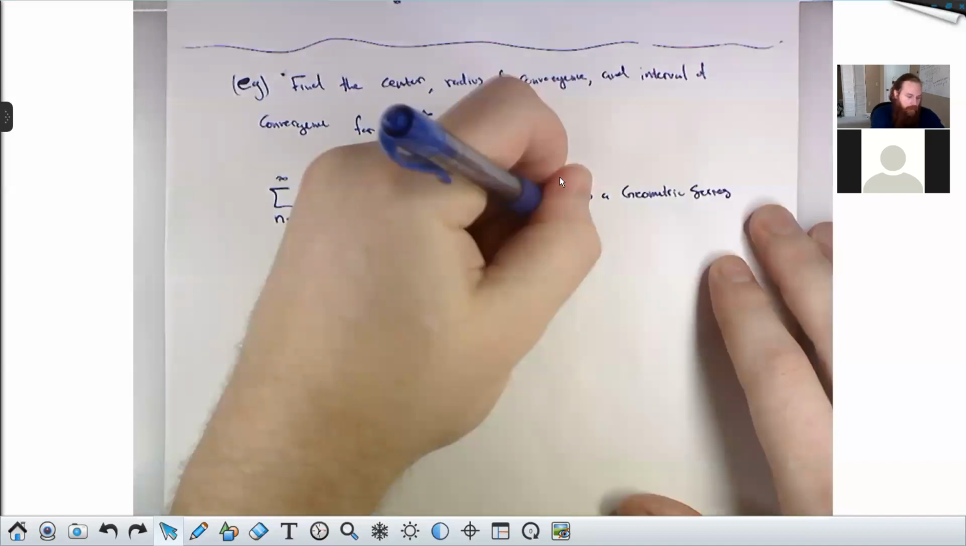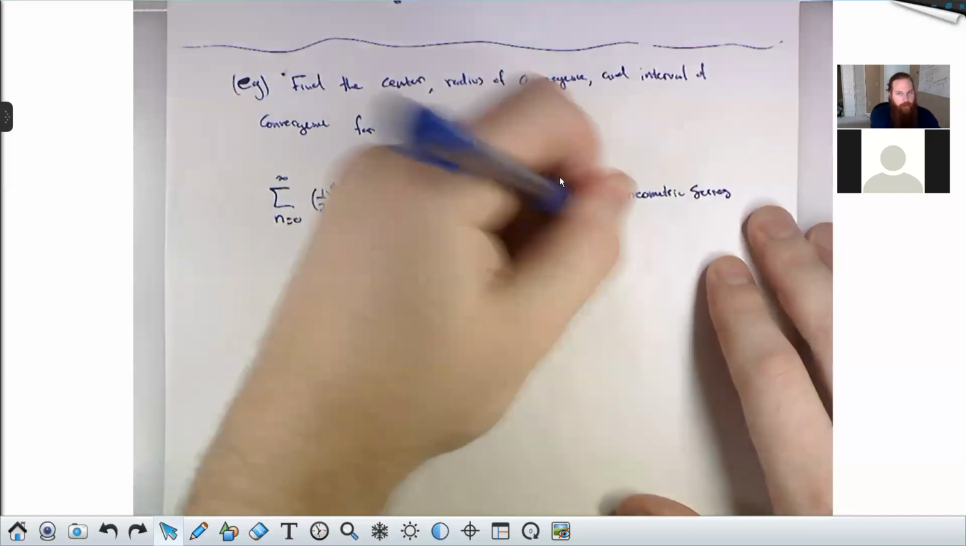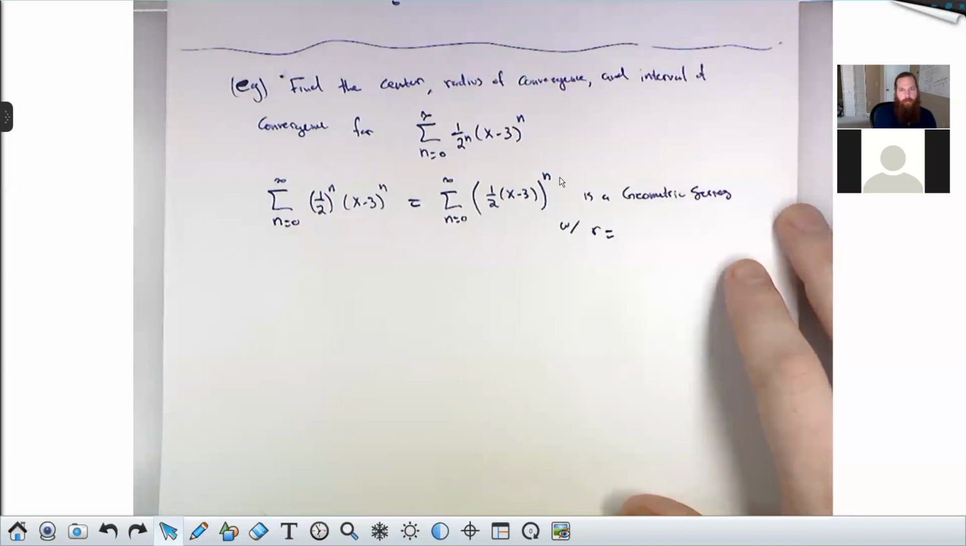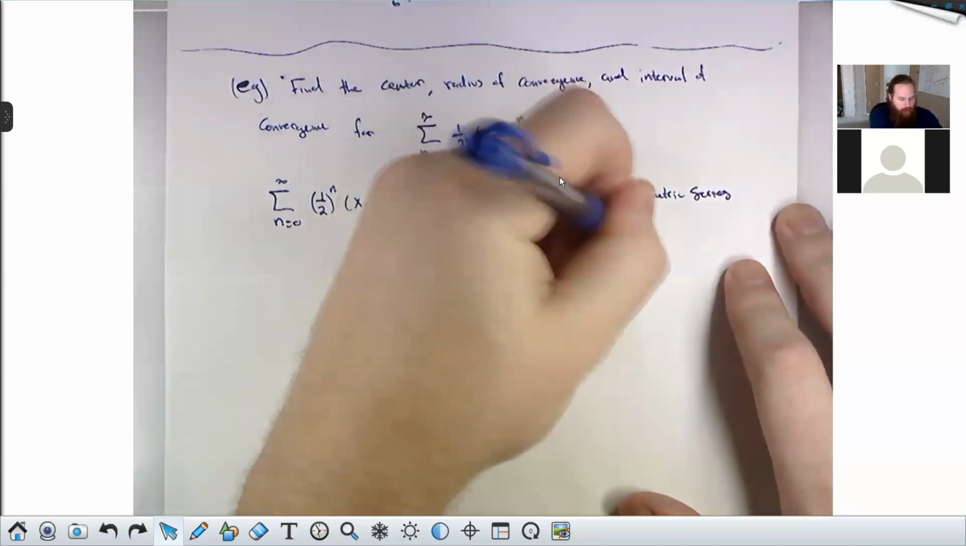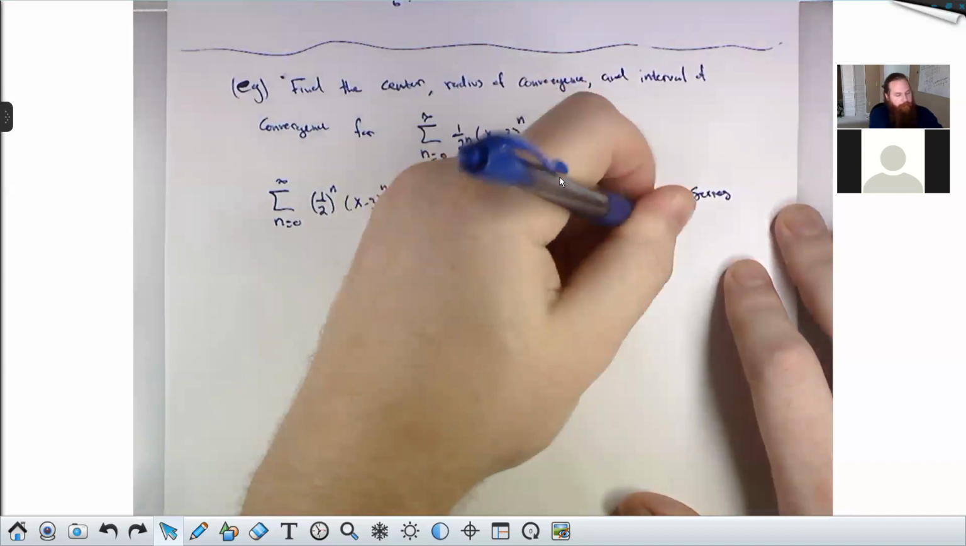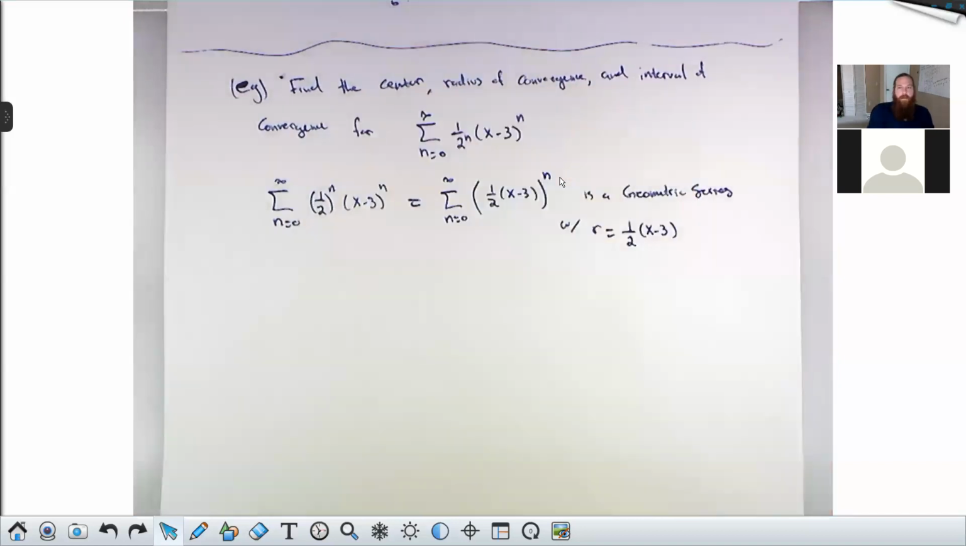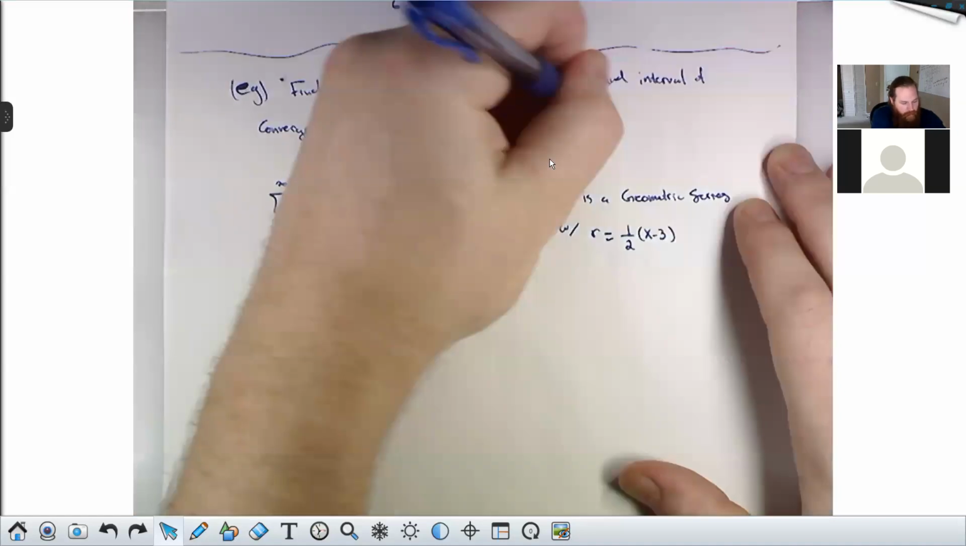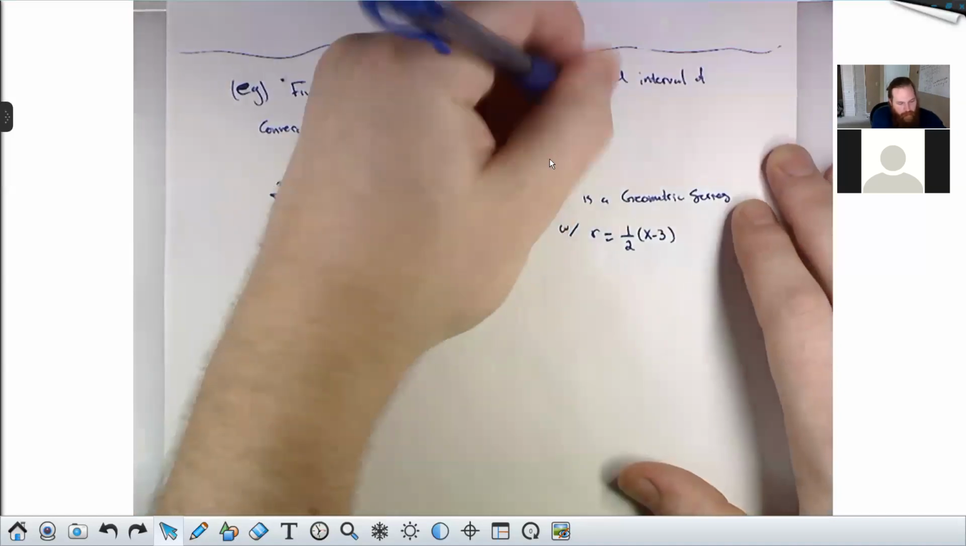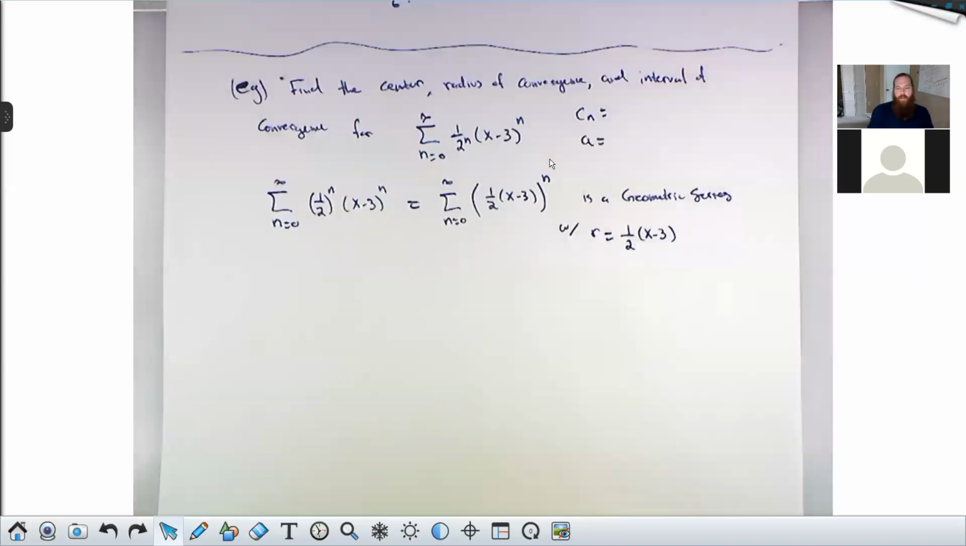With common ratio, and I'm using little r here for the common ratio, the radius of convergence is big R, 1/2 times x minus 3. Okay, so the series will converge as long as the absolute value of this is smaller than 1. I almost forgot though, what's the center? Can anybody identify Cn, the coefficients, and the center, A? What is the center, A? Good, yeah, the center is 3.